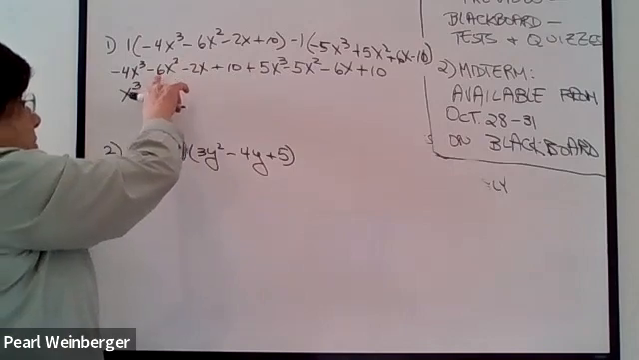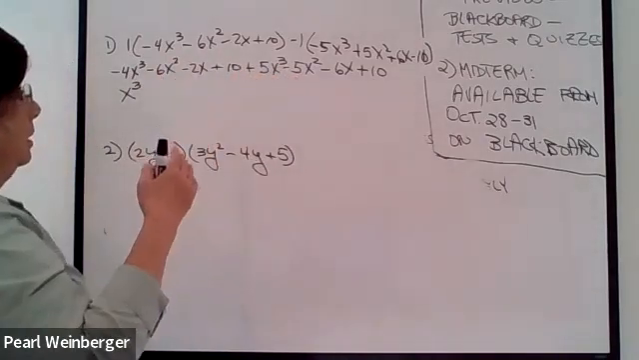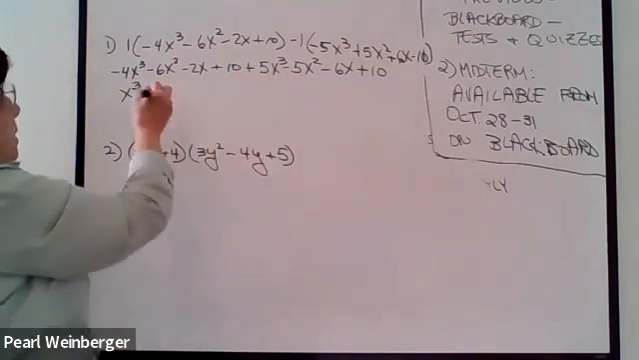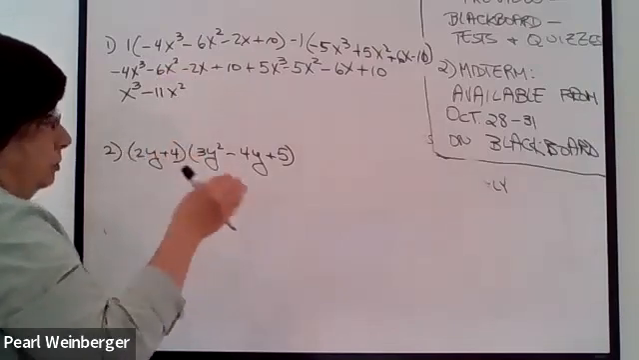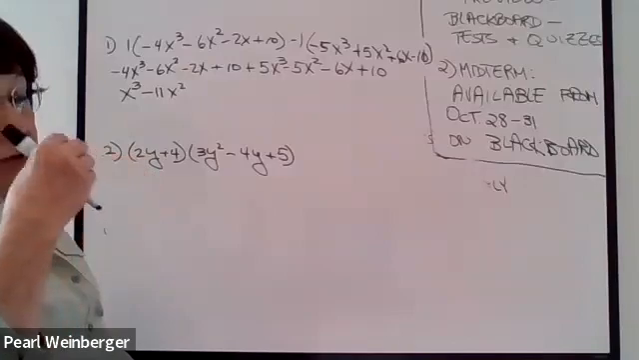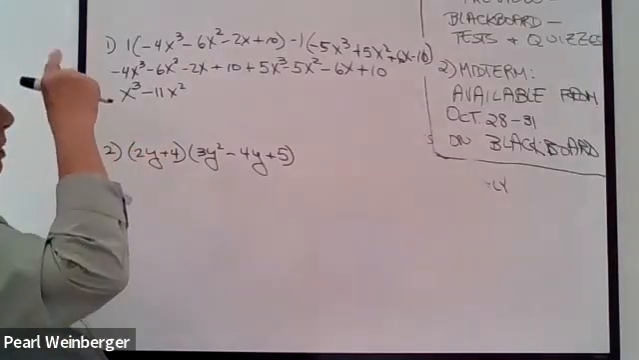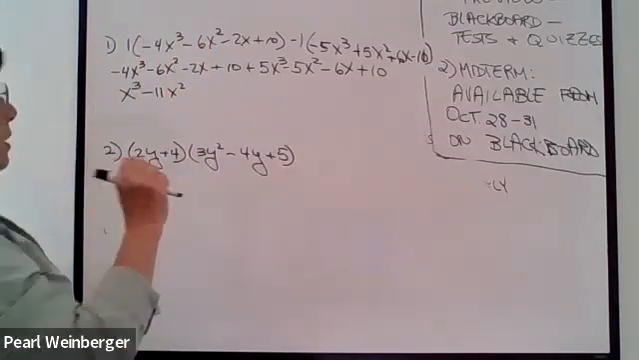The x squareds are the -6x squared and the -5x squared. So -6 plus -5 gives me -11x squared. And you could do this on your calculator, not the x parts, but you could certainly do the number parts by doing -6 minus 5. It'll give you the -11.